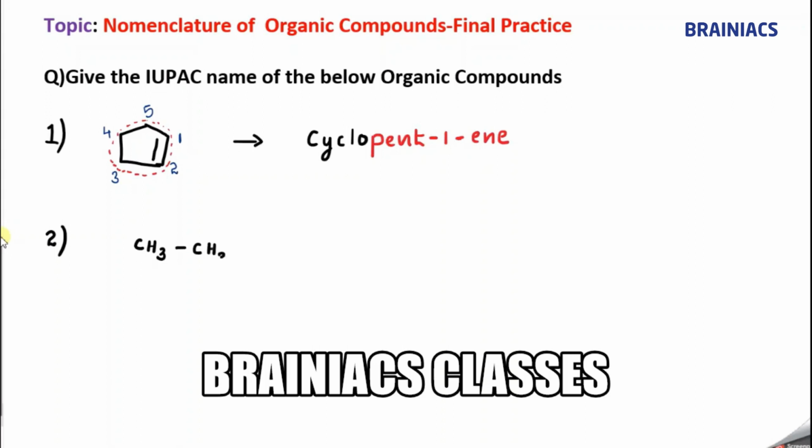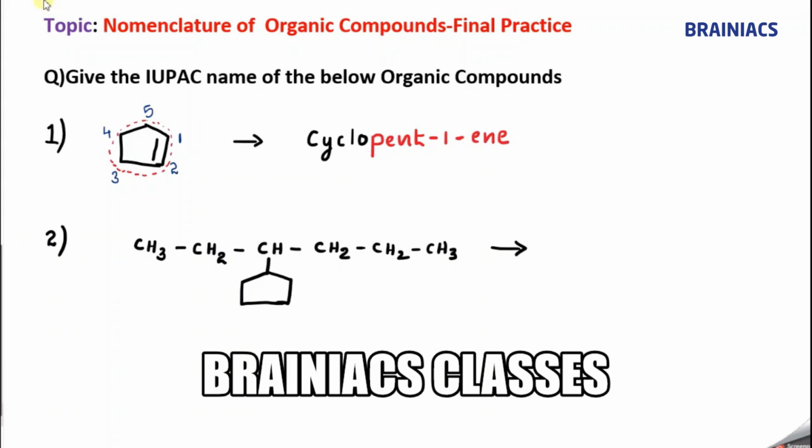Okay, so let me write the question. I hope you could see it. CH3CH2CHCH2CH2CH3. It's not complete. You could see here one valency is left behind and I am drawing a cyclic ring there. Okay, now try to name this compound.